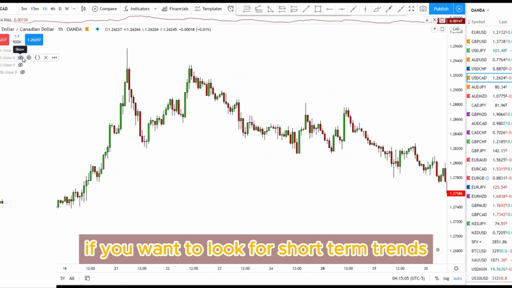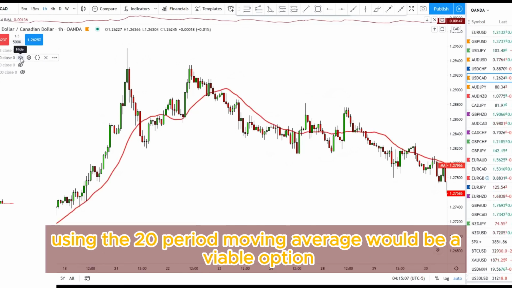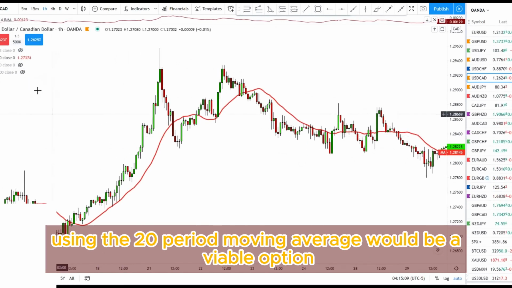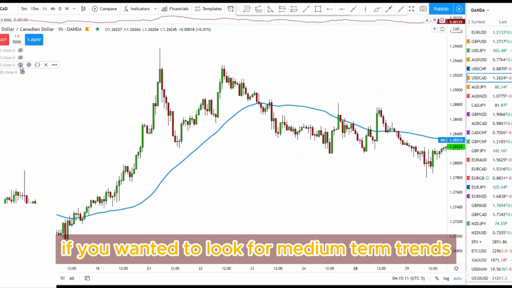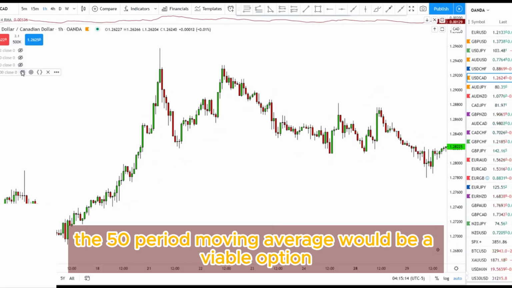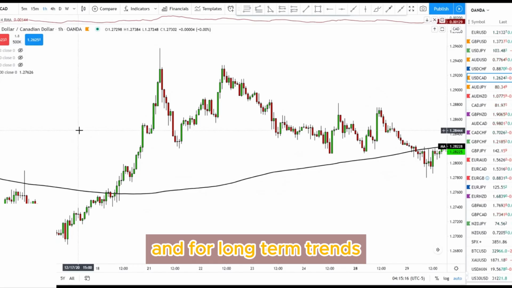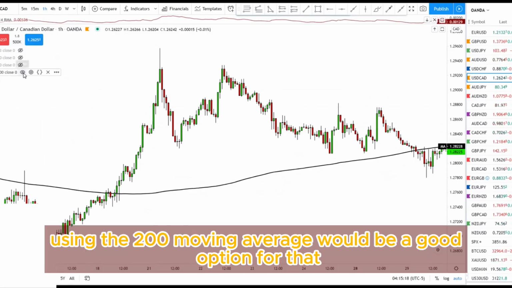If you want to look for short-term trends, using the 20-period moving average would be a viable option. If you wanted to look for medium-term trends, the 50-period moving average would be a viable option. And for long-term trends, using the 200 moving average would be a good option for that.